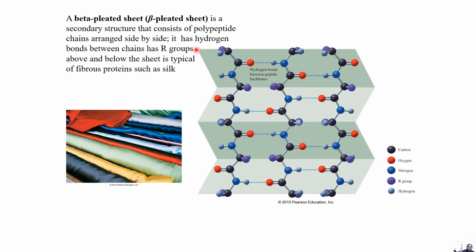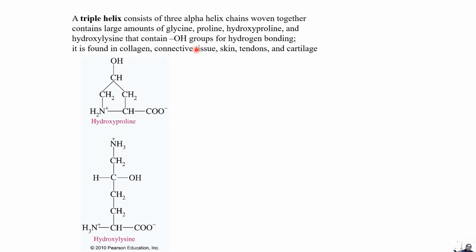But in the case of the beta pleated sheet, it is a secondary structure that consists of polypeptide chains arranged side by side. It has hydrogen bonds between the chains and has R groups above and below the sheet. It is typical of fibrous proteins such as silk. Then comes the triple helix. The triple helix consists of three alpha helix chains woven together, with large amounts of glycine, proline, hydroxyproline, and hydroxylysine that contain OH groups for hydrogen bonding. It is found in various kinds of collagen, connective tissue, skin, tendons, and cartilage.